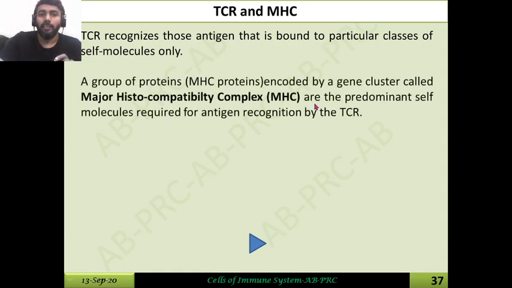Then, what are these self molecules? A group of proteins called MHC proteins, encoded by a gene cluster called the major histocompatibility complex. That's what MHC stands for, major histocompatibility complex, right? These are the proteins, these are the self molecules. So the T cell receptor needs antigens which are presented along with an MHC protein. Only then can the T cell receptor identify them. Right.